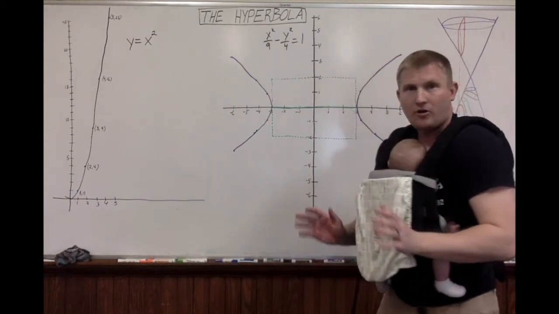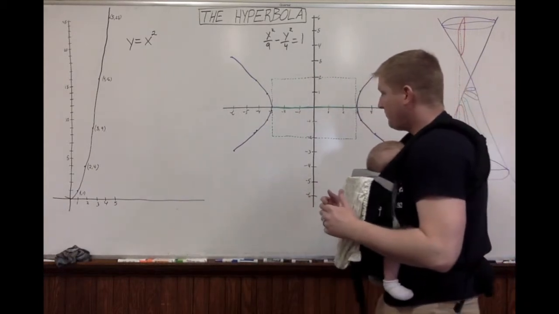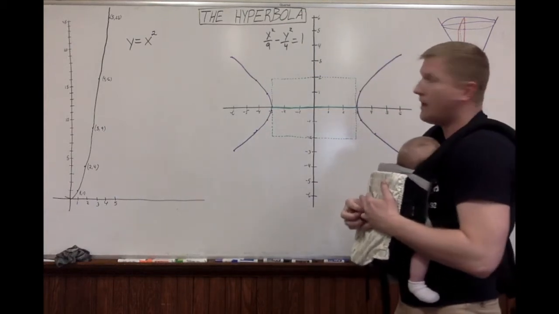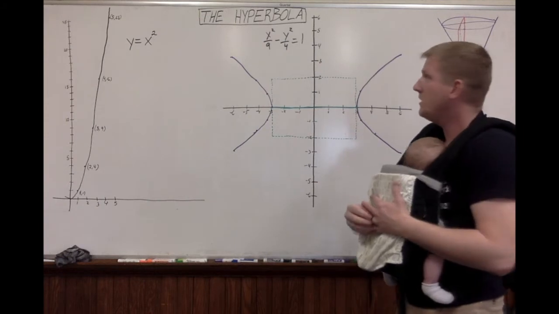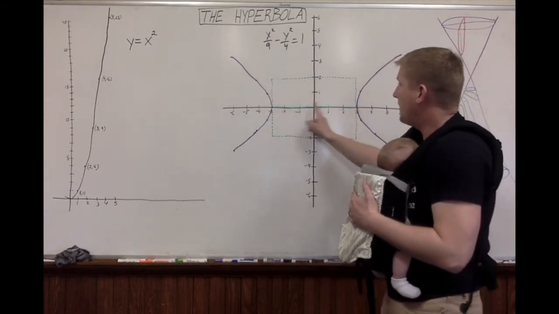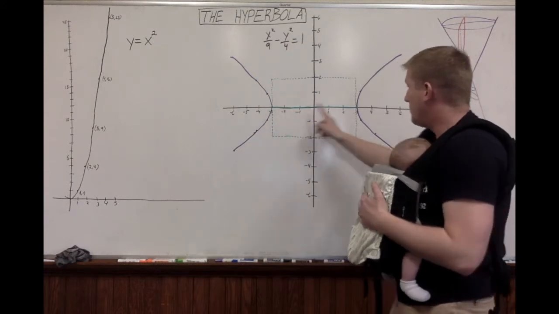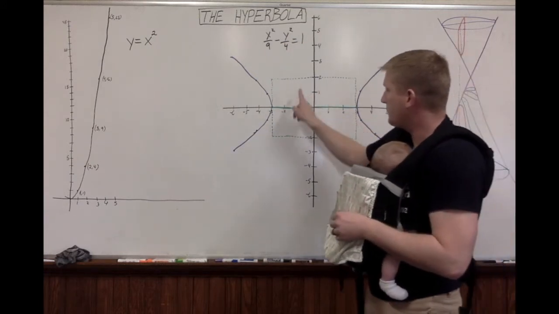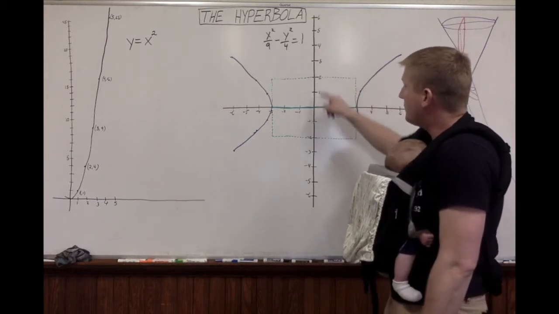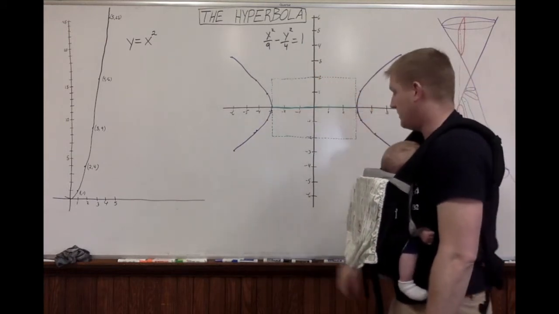So where are these lines then? I've already sketched this green rectangle, and I got that rectangle from these two numbers, the 9 and the 4. Lengthwise, it is 3 in both directions, right? So this goes out to plus or minus 3. And up and down, it goes up to plus or minus 2. The square root of 4 is plus or minus 2.